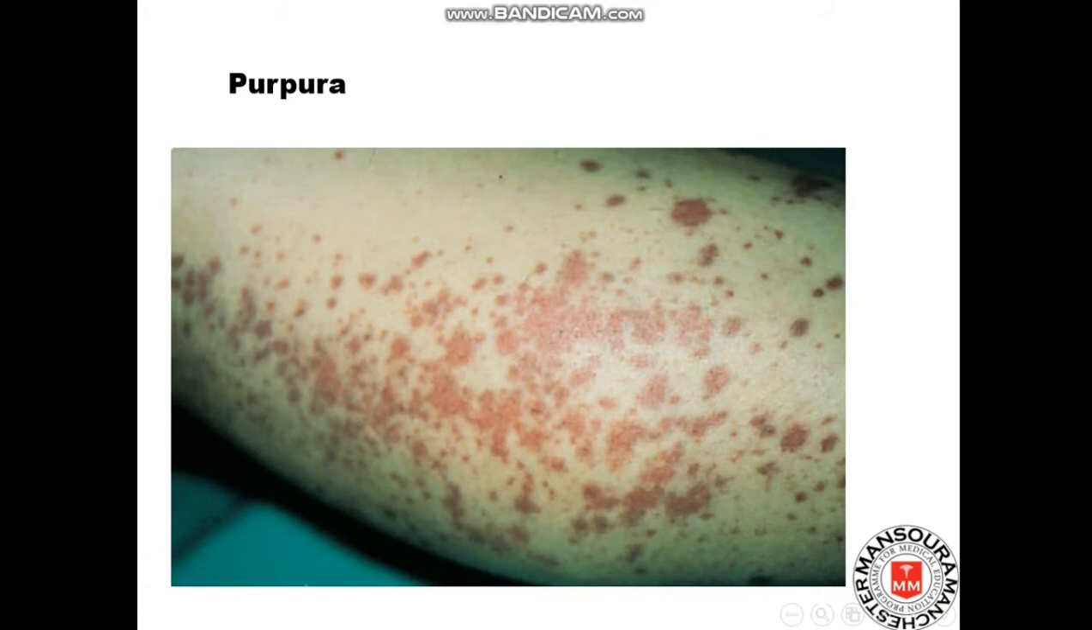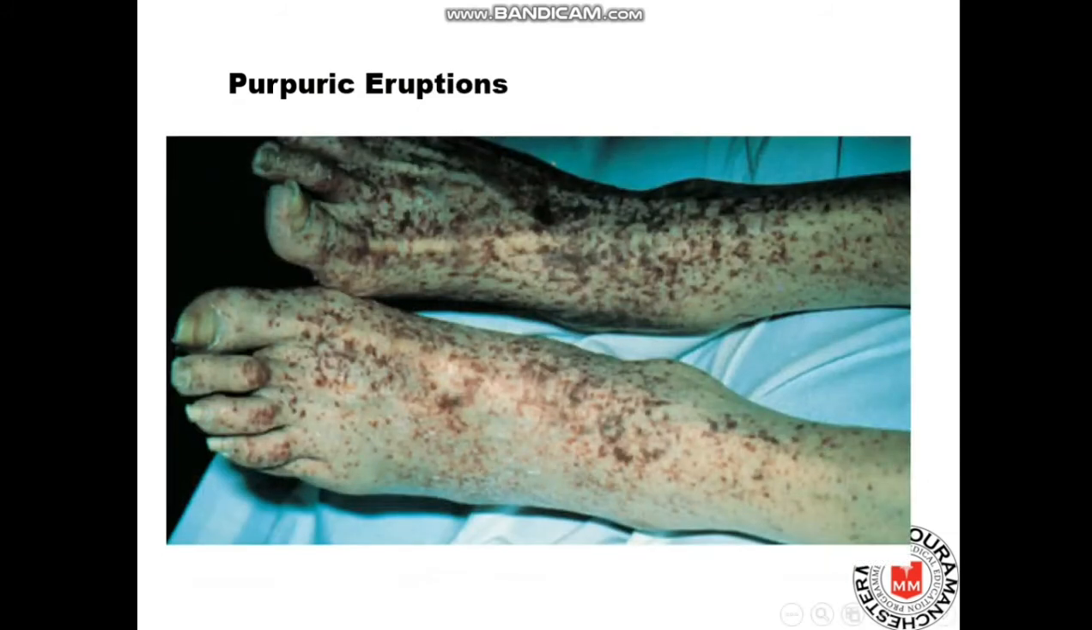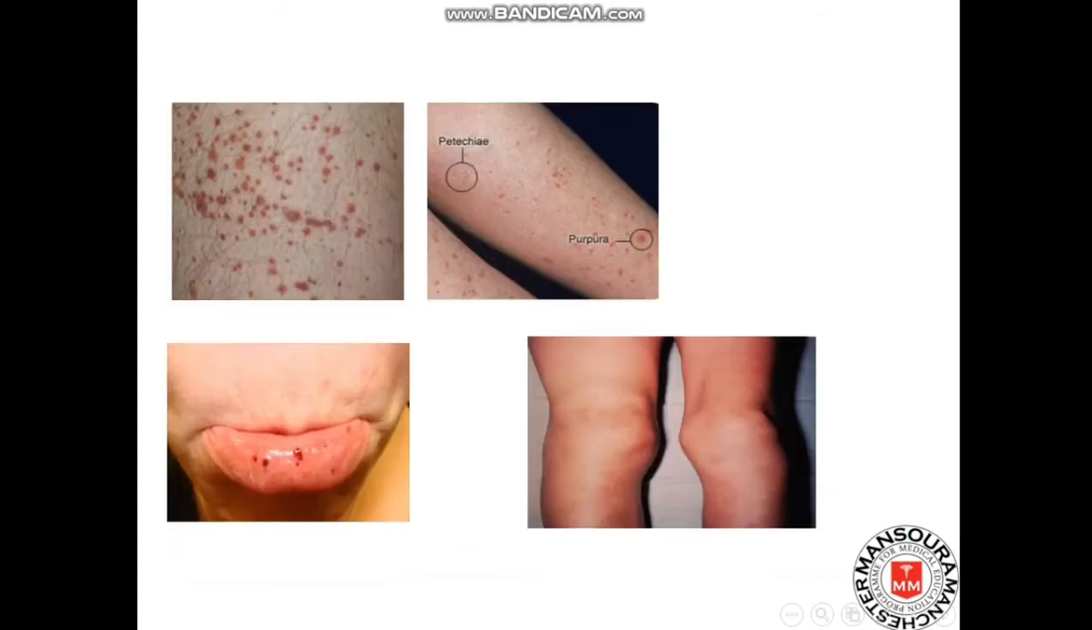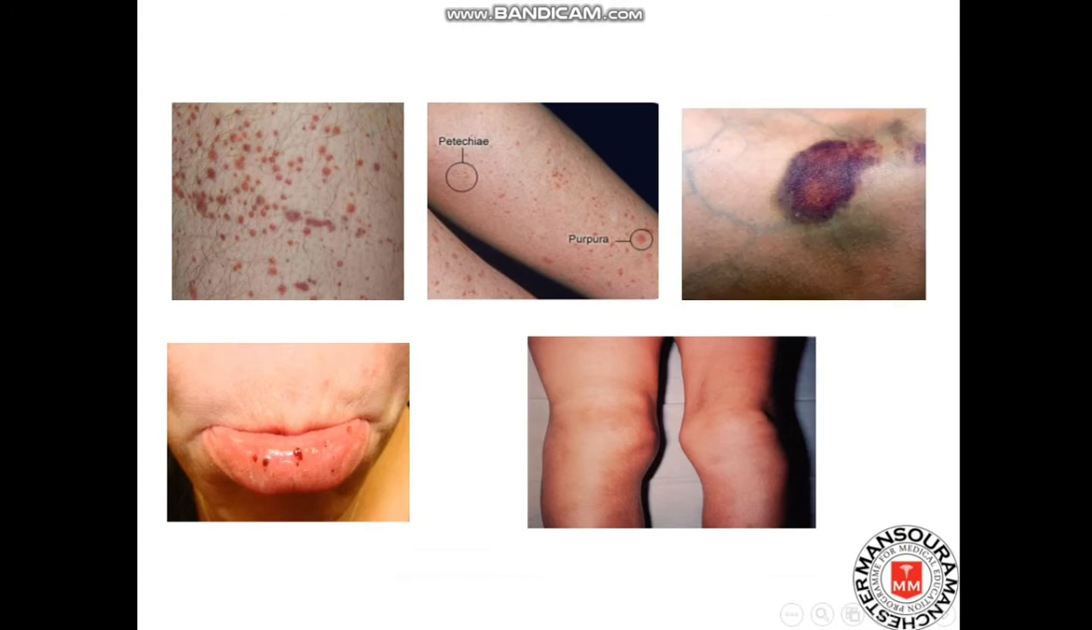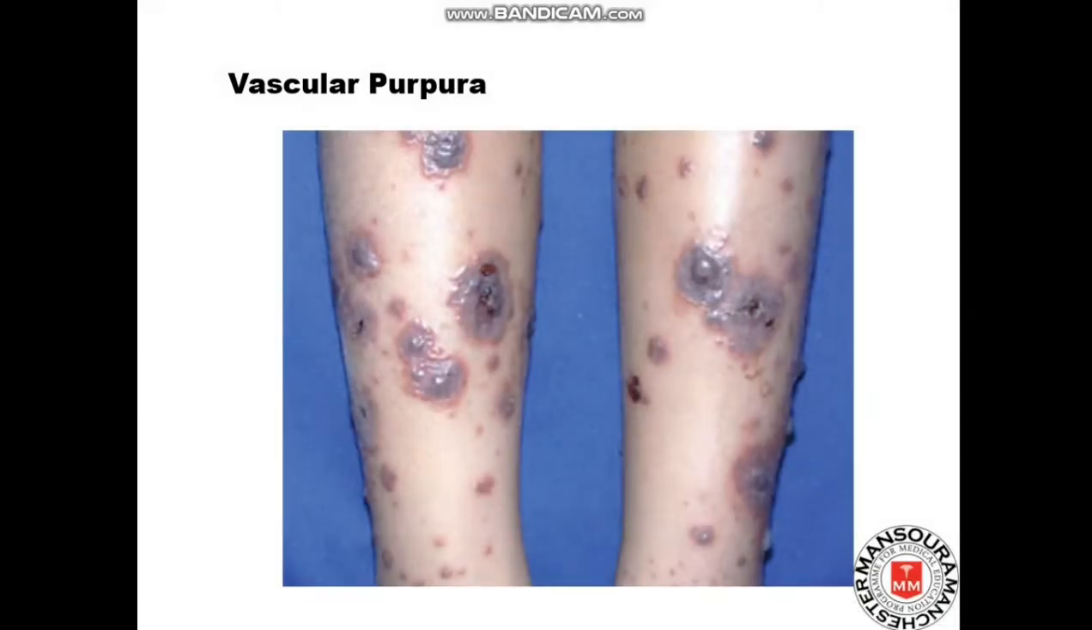This figure shows purpura up to 5 millimeters, and this purpuric eruption in the lower extremities, the most dependent areas, and this collection of purpura and petechiae and bleeding in the lips, and hemarthrosis in a case of hemophilia, and this ecchymosis, and this showing vascular purpura which is elevated on the surface.